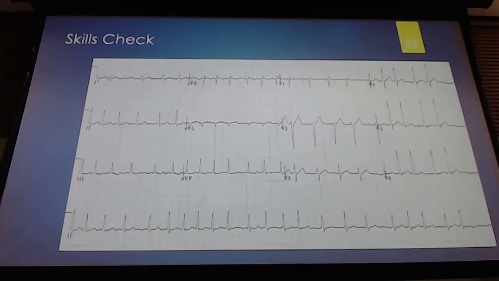Matt? AFib? Nope. One more. A flutter with variable block. Variable block. And see those flutter waves, right? What do you think you got going on here? Why?